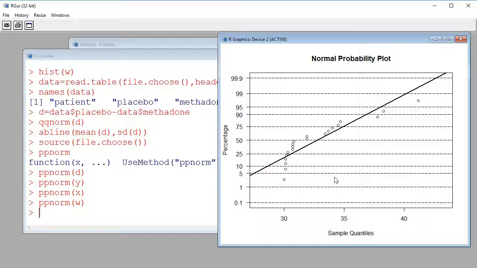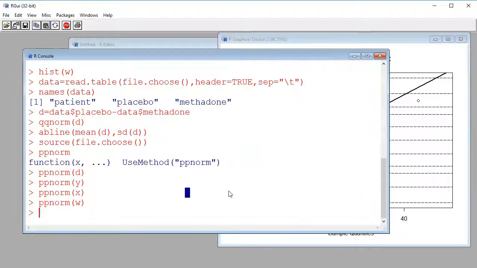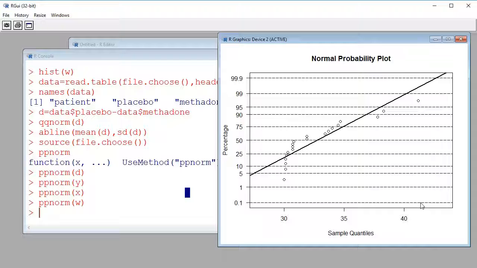Okay, so our functions are called qqnorm, which builds a normal quantile plot, or we can source the file plots.r, and then we have access to a function called ppnorm, which builds the normal probability plot, which is equivalent to the quantile plot. Okay, and so that's it.